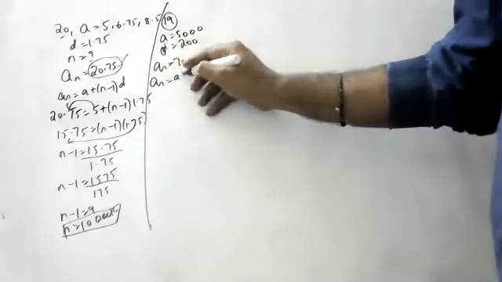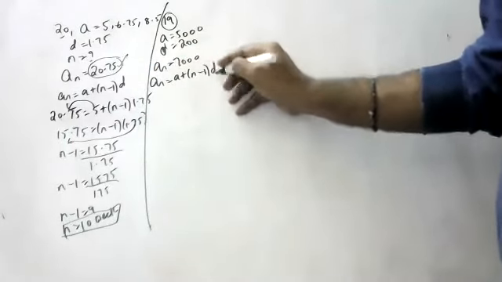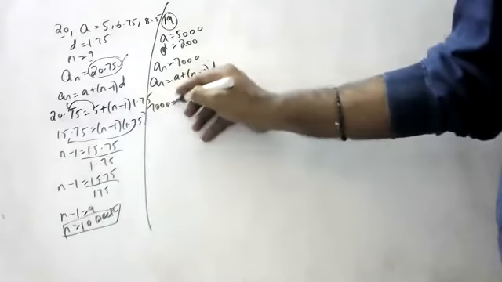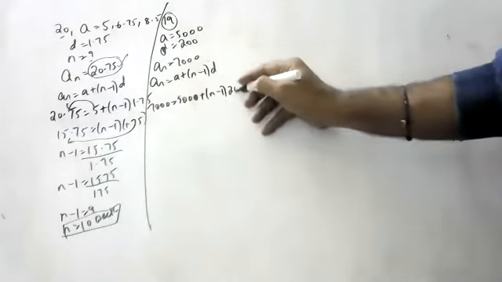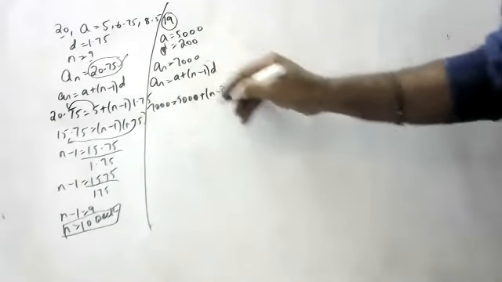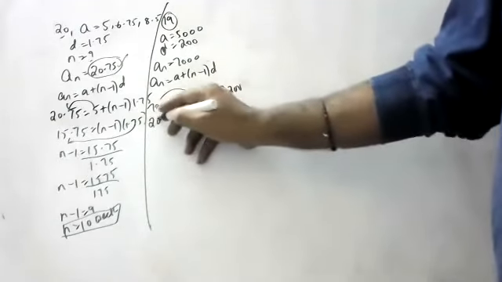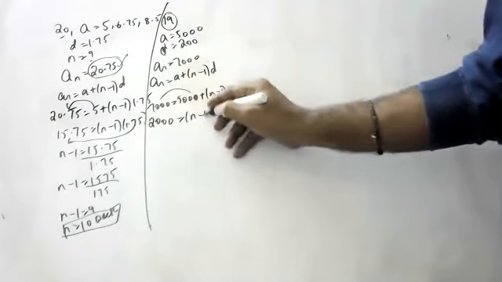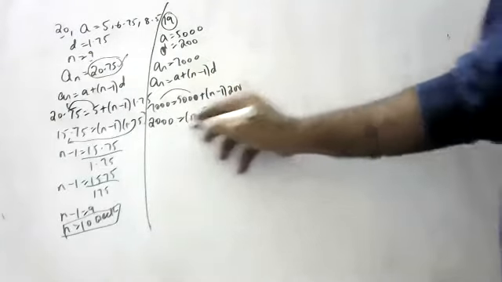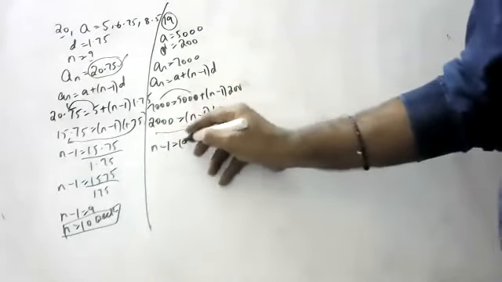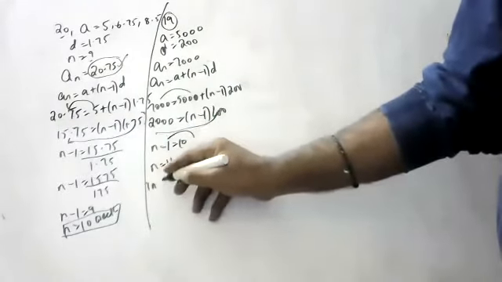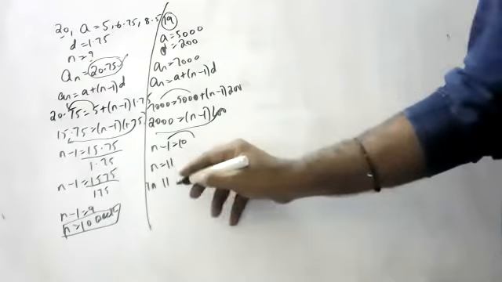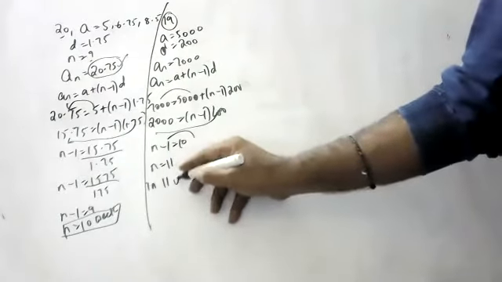An is equal to A plus n minus 1 into D. 7,000 is equal to 5,000 plus n minus 1 into 200. 2,000 is equal to n minus 1 into 200. N minus 1 is equal to 2,000 by 200, that is 10. So n is 11.